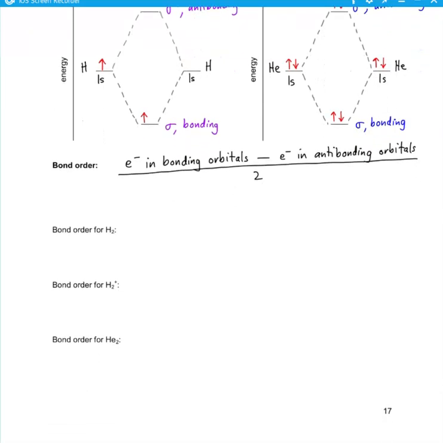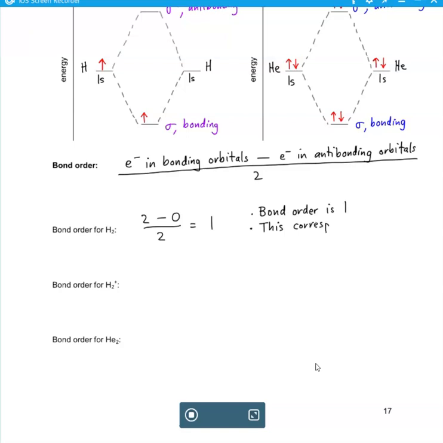All right, so let's do this calculation for the 3 molecular orbital diagrams that we've just completed. So for hydrogen from the previous page, we had 2 electrons in bonding orbitals, we had no electrons in antibonding orbitals, and we divide that by 2. The result is 1. So we would say the bond order for H2 is 1, and a bond order of 1 corresponds to a single bond.